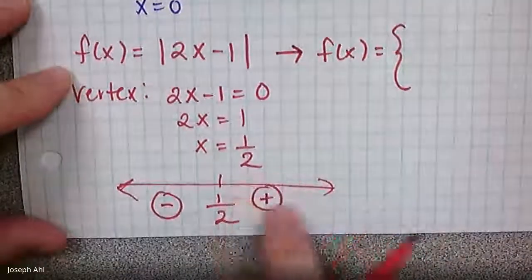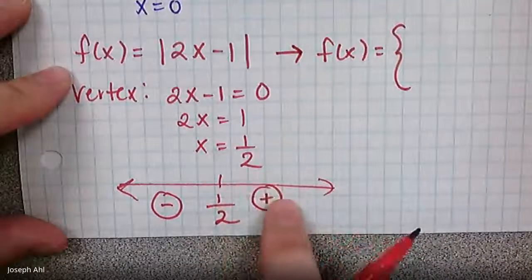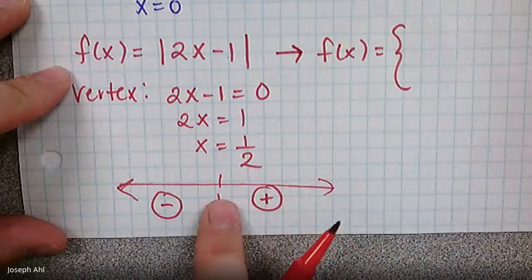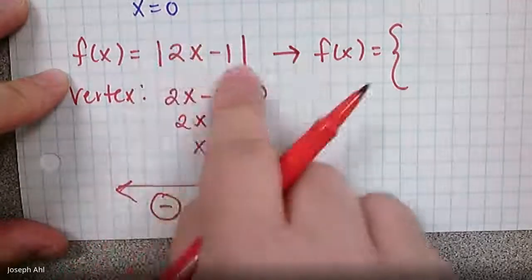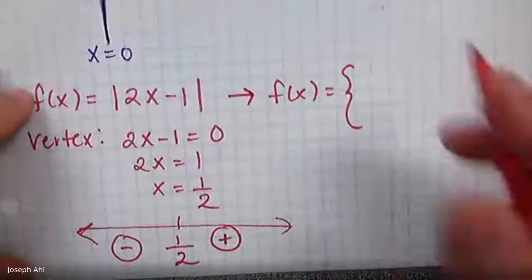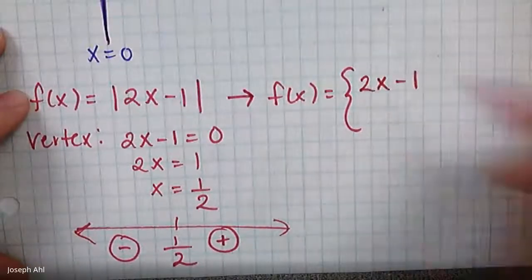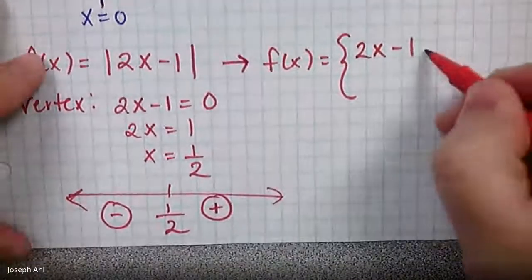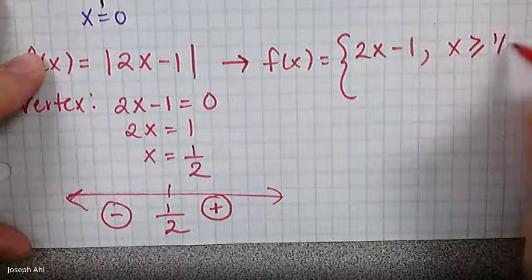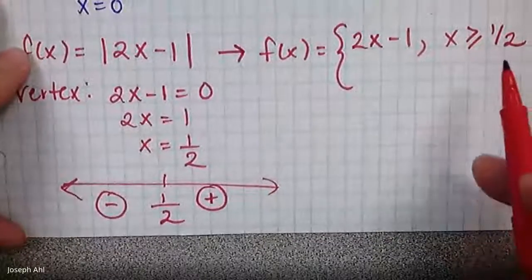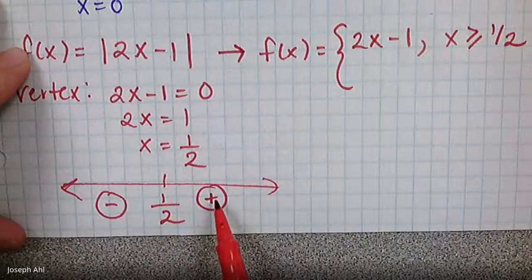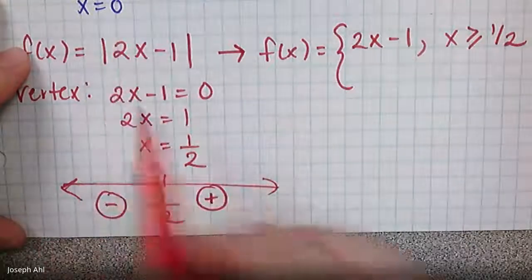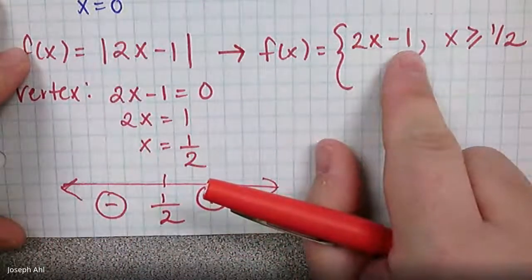So where you see that we have a positive part on the number line, which is to the right of 1/2, you're going to leave this equation identically the same. So you're going to see the line y equals 2x minus 1 as long as x is greater than or equal to 1/2. Okay, that's where the split's going to happen. That's where that vertex is. And since whatever I plug in over here keeps this quantity positive, I can leave that equation the same.